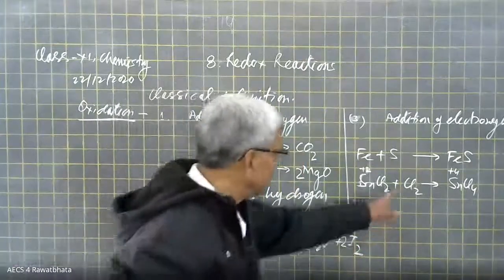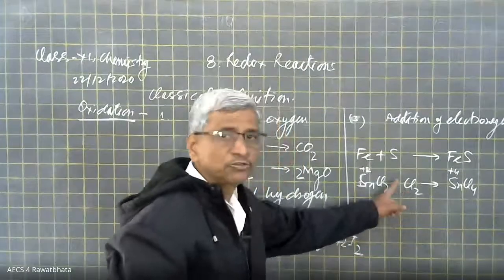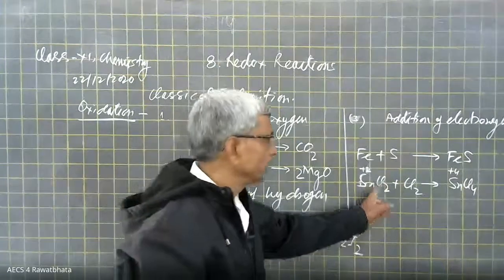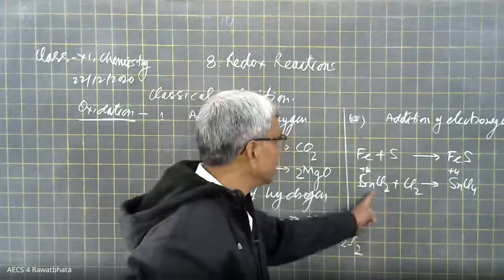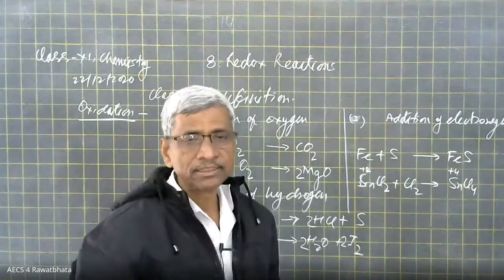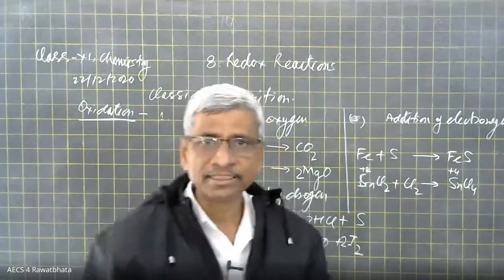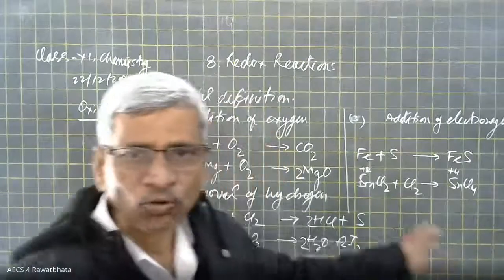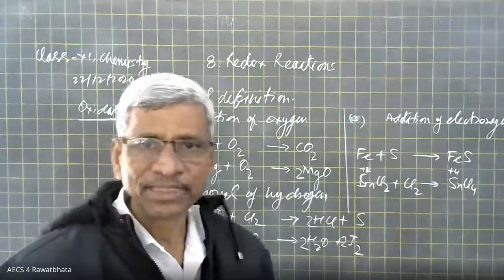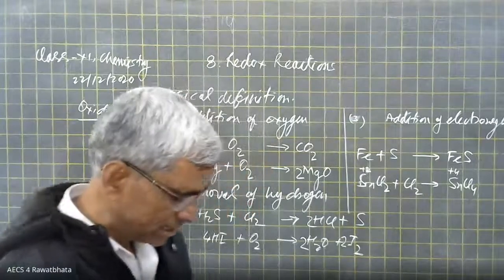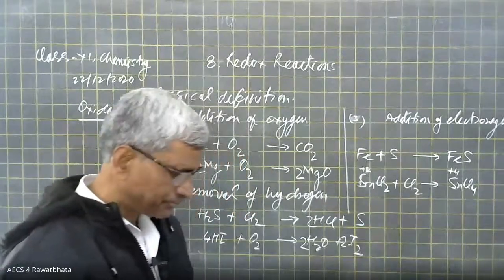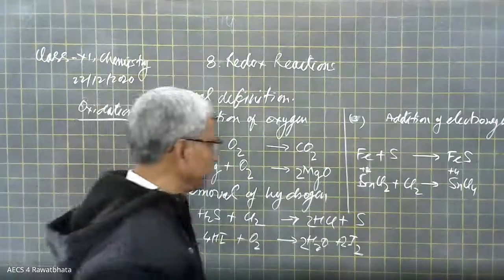Since an electronegative element, Cl, is joining in this process, this is called an oxidation reaction. Joining of an electronegative element is the oxidation reaction. This is another way to decide. See that there is no hydrogen or oxygen involvement, even then it is a redox reaction. Oxidation is going on.